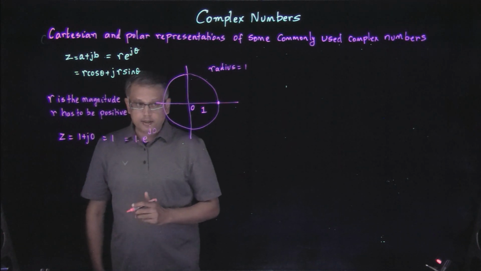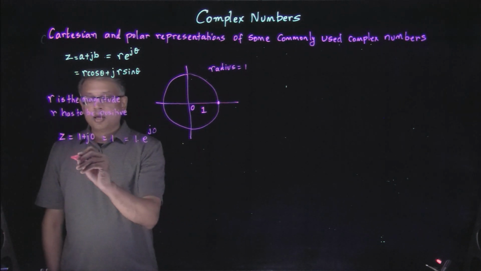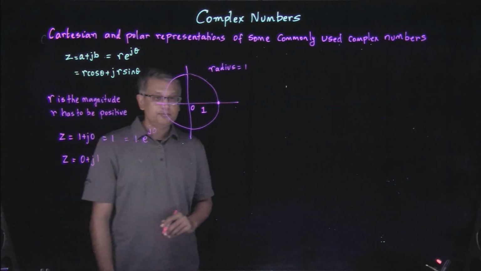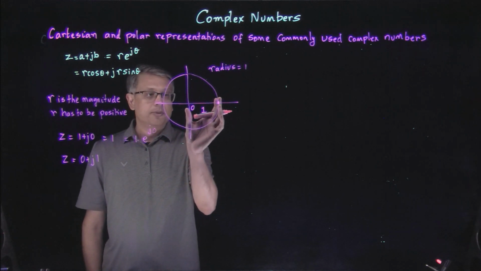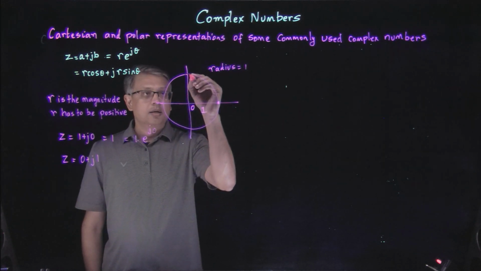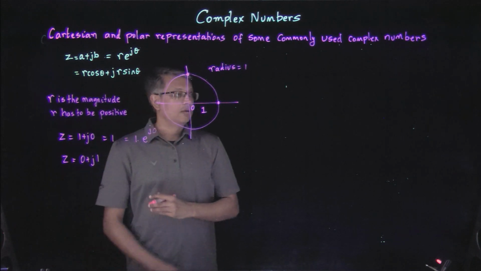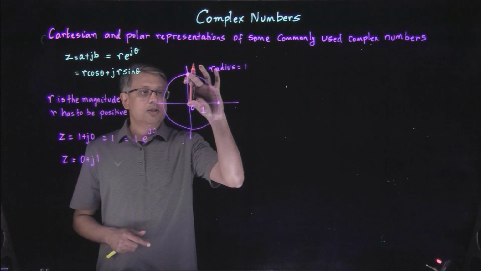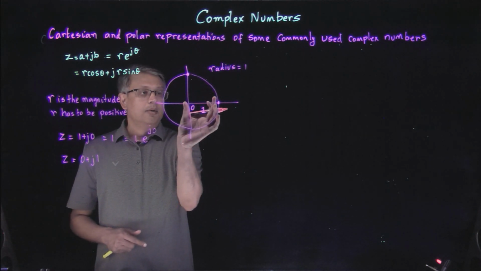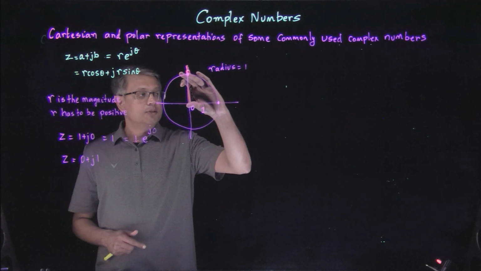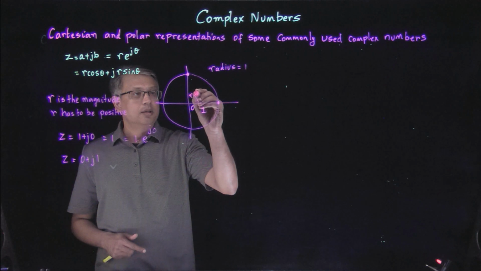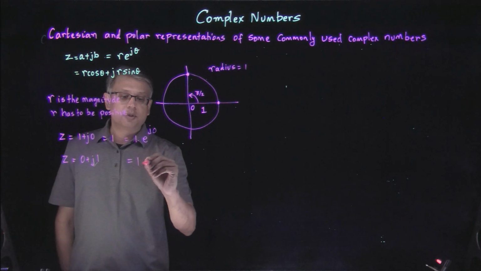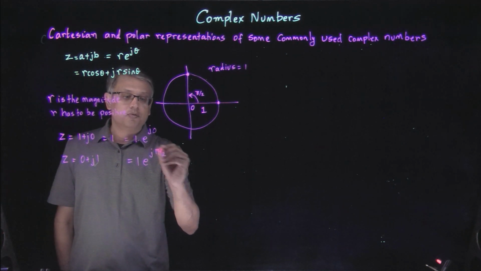Well, that seems a little uninteresting, so let's look at a few other things. How about the complex number 0 plus j times 1? Well, this complex number is here on the Argand diagram, right? So this complex number also has unit magnitude, but the angle that it makes with the positive x-axis is pi over 2. So this angle is pi over 2. Therefore, the polar representation for this would be 1 times e to the j pi over 2.